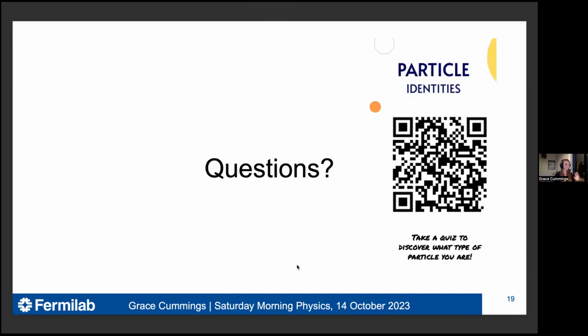So with that, I think this is a natural place to stop for the first time to ask any questions. Here I have a particle identity quiz. Hopefully this QR code still works, where you can scan it and answer some questions and discover what type of particle you are. I did it last year and I was a W- boson.